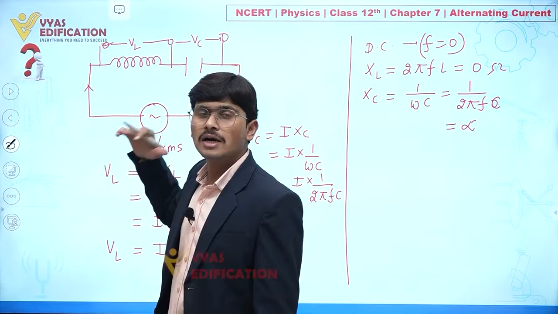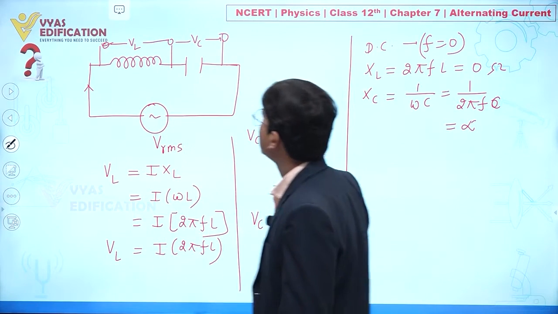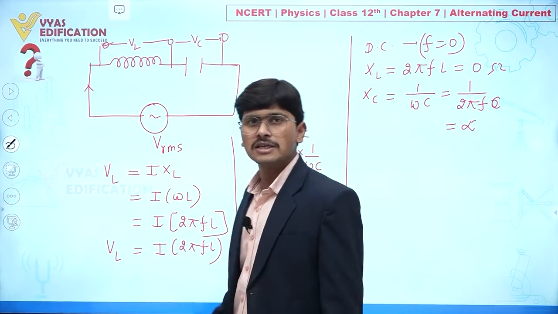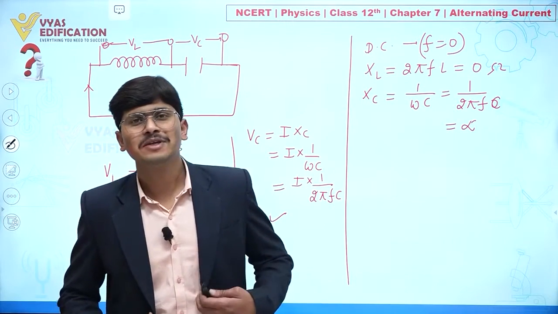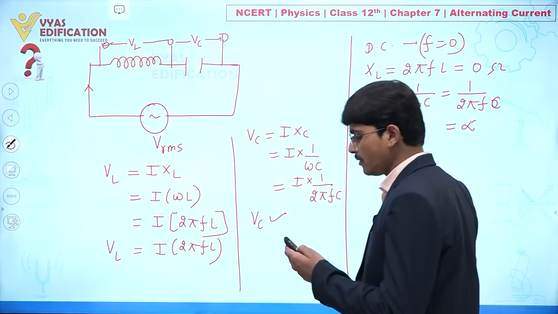But what about AC? In the case of AC, you will find some potential difference across this VL and some potential difference across this VC. And what is the net potential? It depends on the magnitude of VL and VC. So this is all about part number C.